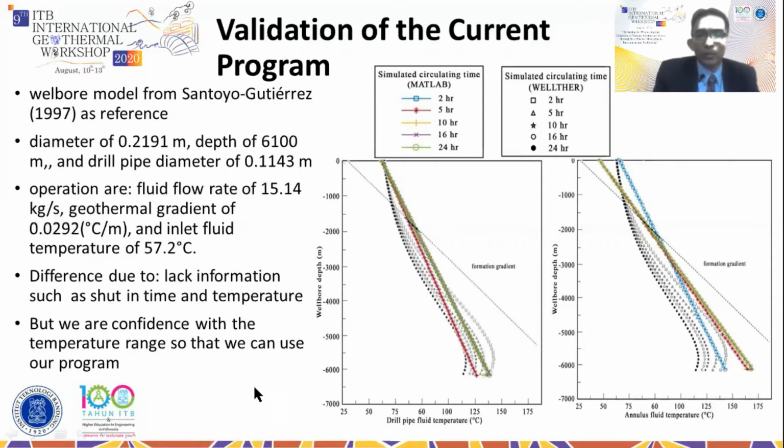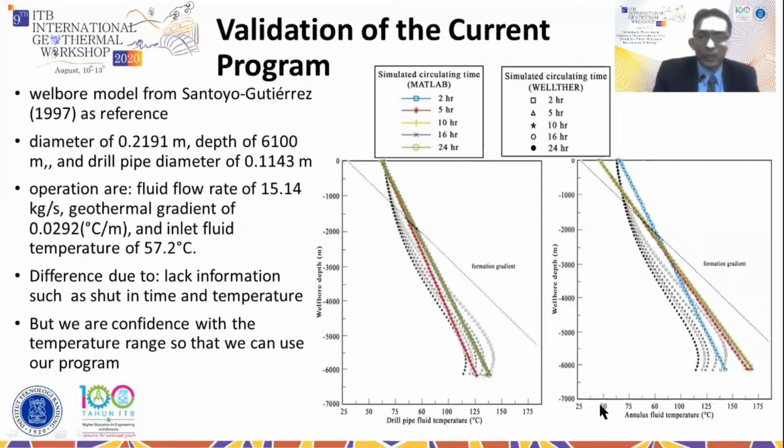The difference itself is due to the lack of information, such as start-in time, temperature, and so on, that we cannot find in the original work of Santoyo and Gutierrez. And although the result will be different, the temperature range remains about similar. So we are confident that we can use our program to do some feasibility study.